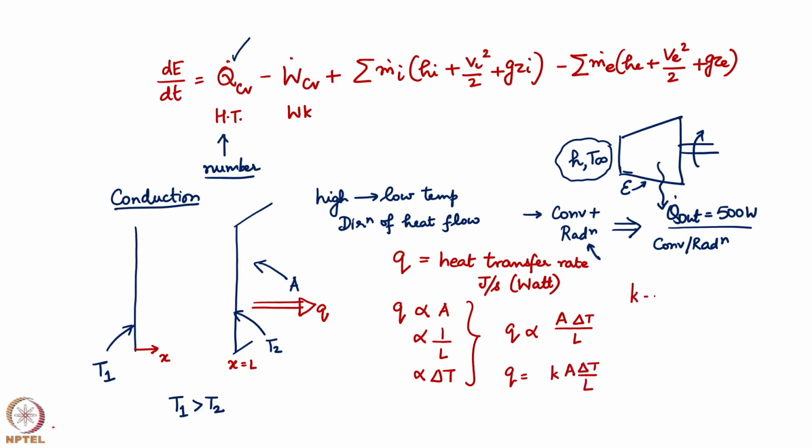This k is called thermal conductivity. It is a material property, because how much heat is going to flow is dependent on which material you are having. For example, all of us would have seen or also know that copper is a very good conductor of heat. Stainless steel comes later, aluminum is somewhere in the middle.